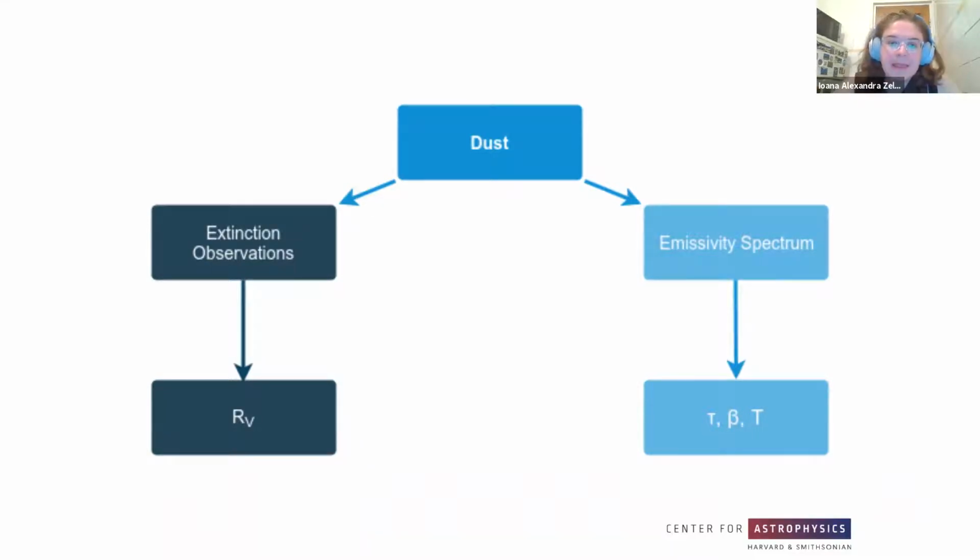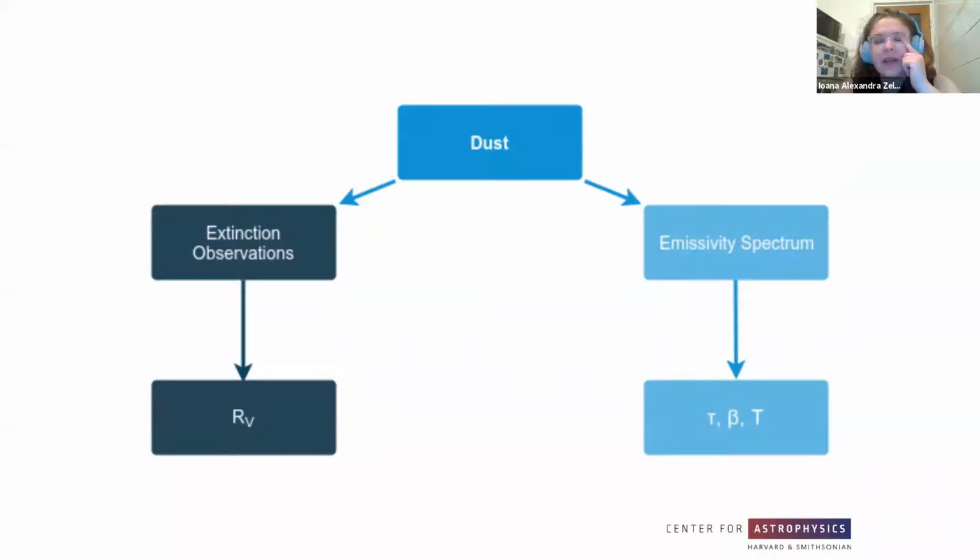So to characterize dust, as I mentioned, we use extinction observations and emission spectrum observations. Throughout the last decades, there have been studies showing that you can characterize the function of the extinction of the dust by using a parameter called RV. Intuitively, you should think of it as sort of controlling the slope of the extinction function.